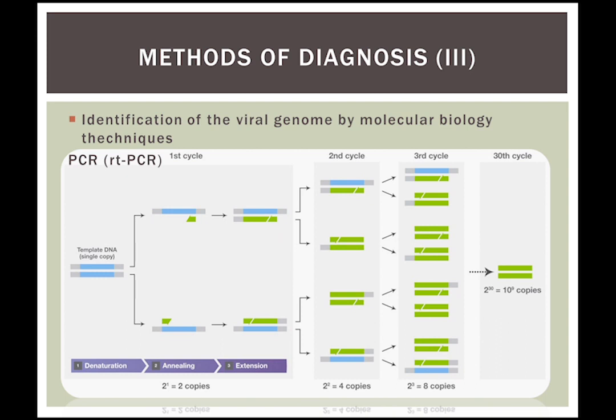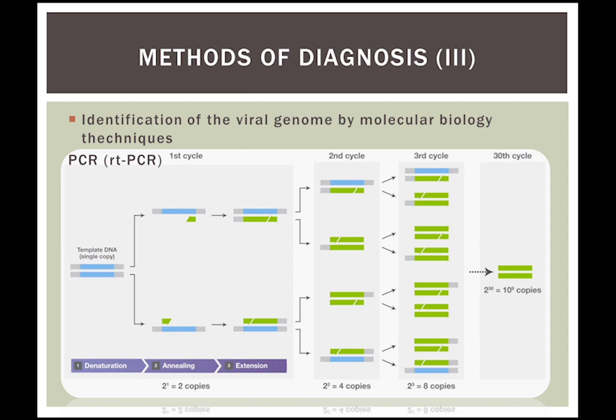And the last method of diagnosis is identification of the viral genome by molecular biology techniques. Namely, it's about PCR, polymerase chain reaction, or the fastest technique, real-time polymerase chain reaction. So this test, again, will come back to the topic of coronavirus because it is very important for us right now. Right now we are using real-time polymerase chain reaction to diagnose as fast as possible the infection with this coronavirus.